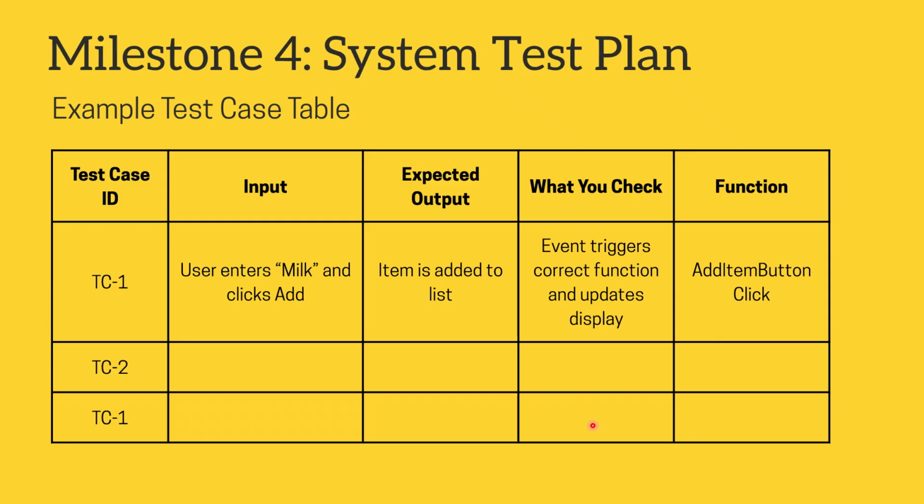So again, what you need to do is ask yourself, what can the user do here? What can they do? What information are they going to put in? What is our expected outcome? And what is it that we're actually checking with our test?